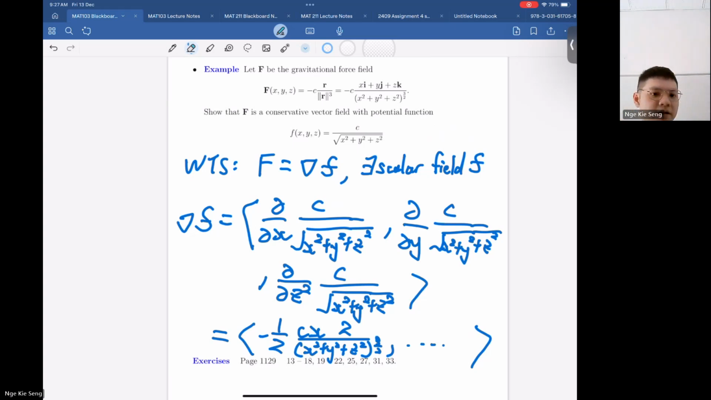So in general, what could the question be? Maybe the question will ask you to show that F is a conservative vector field without giving you a potential function. Then you need to look for it yourself. Can you imagine what you should do there?